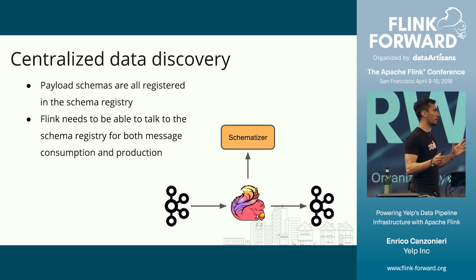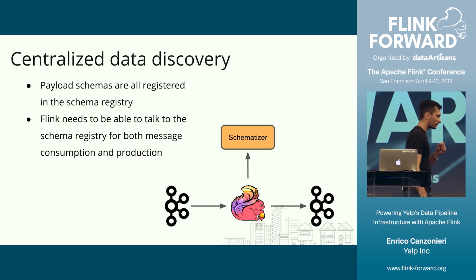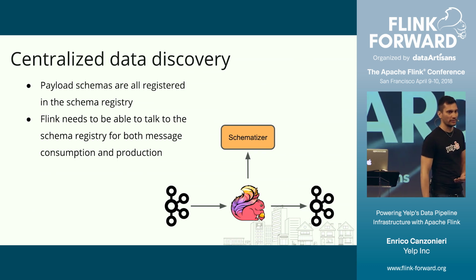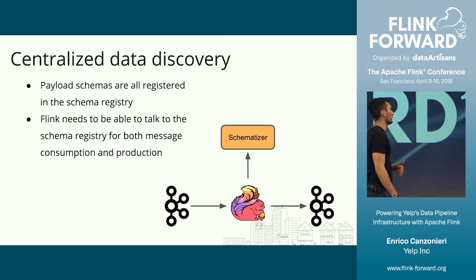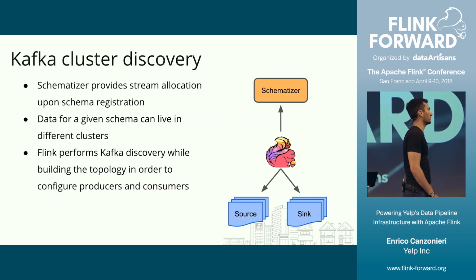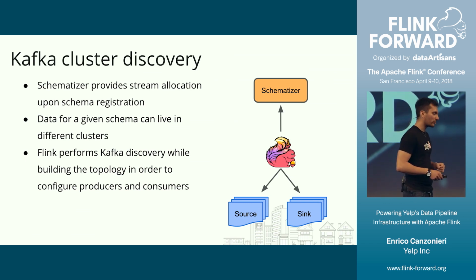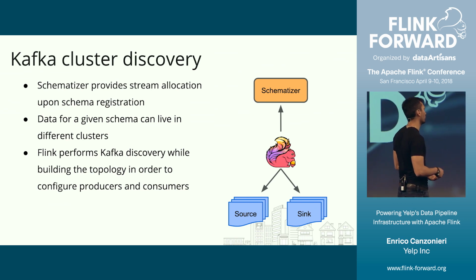All of the data is available in our schema registry, Schematizer. Flink, to be able to serialize and deserialize and understand the user data, needs to talk to Schematizer, retrieve the schema, and then the schema can be used either for consumption or for production. But Schematizer does more than that. It also provides the actual physical location of the data. So Flink would interact with Schematizer when building the topology to configure consumers and producers.